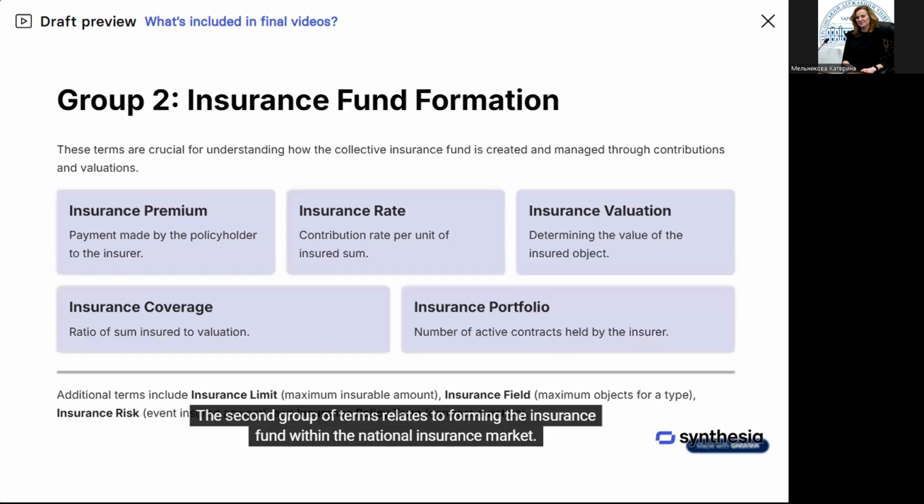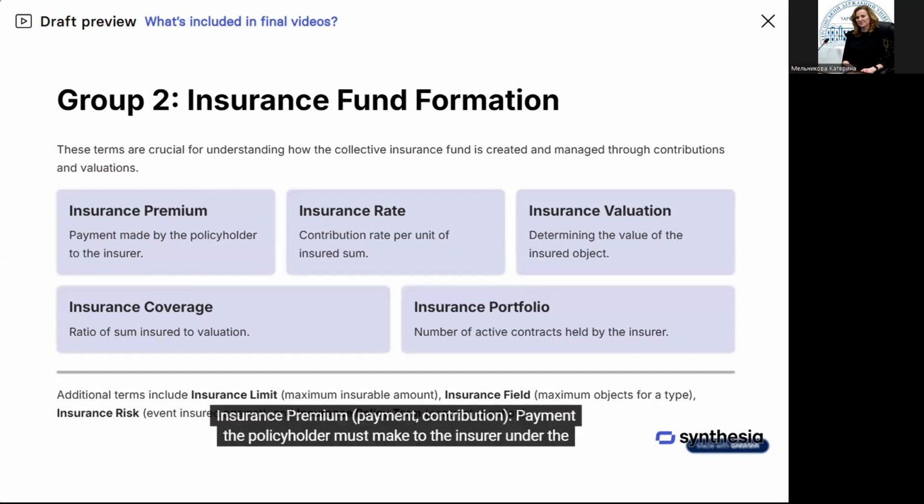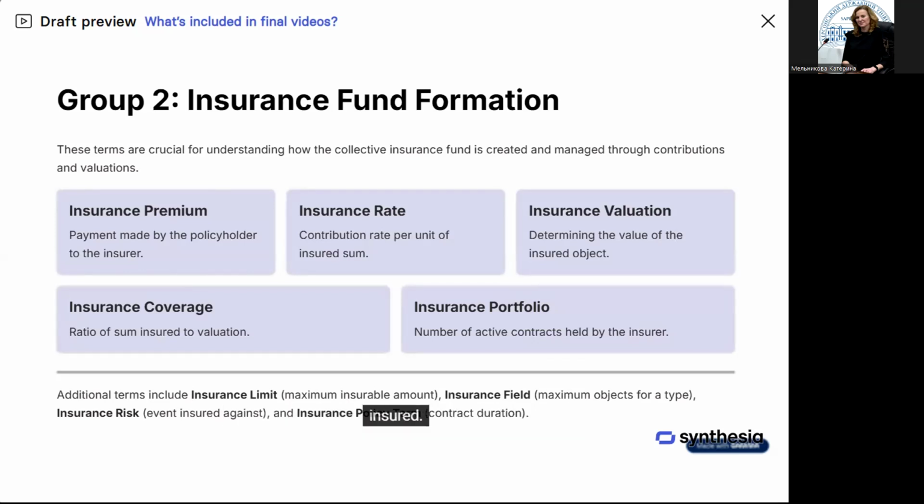The second group of terms relates to forming the insurance fund within the national insurance market. Key terms include insurance premium, or payment contribution, the payment the policyholder must make to the insurer under the contract. Insurance rate, the contribution rate per unit of the sum insured for a defined period. Insurance valuation, determination of the insured object's value, which forms the basis for the sum insured.